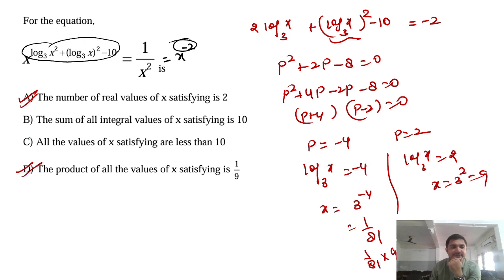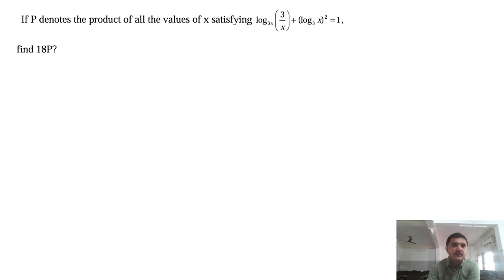Sum of all values, it is not 10. All the x values satisfying is less than 10. Yes, that is correct. Sum of all integral values 10. No, this is incorrect. Right? So A, C, D is the correct answer. Yes or no? Because 1 by 81 plus 9 if I'm doing, definitely it is less than 10. Right? Next question, everyone, there in front of you.